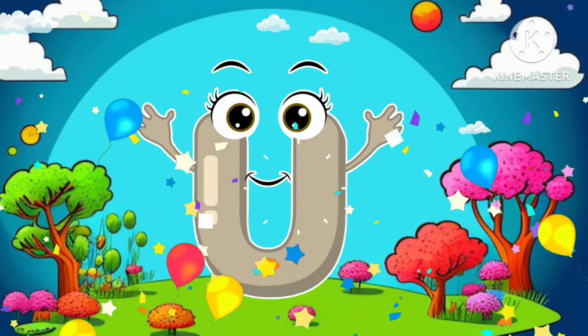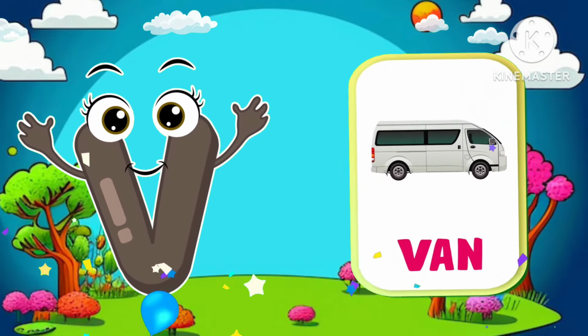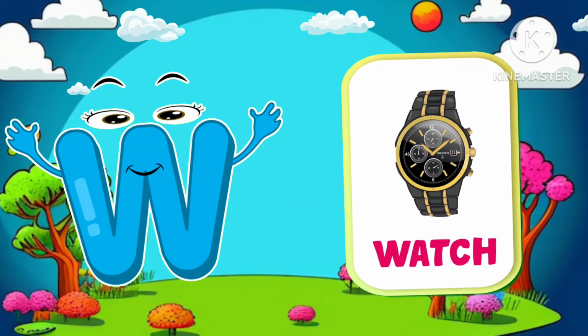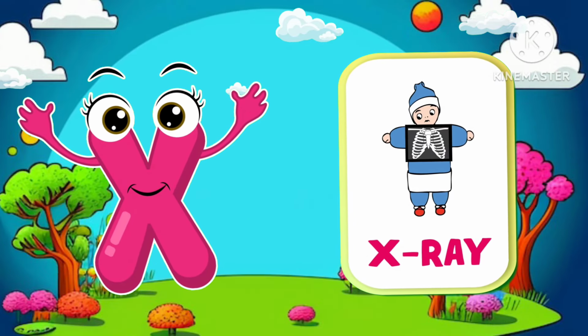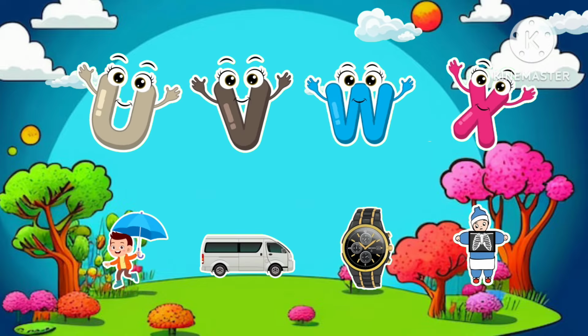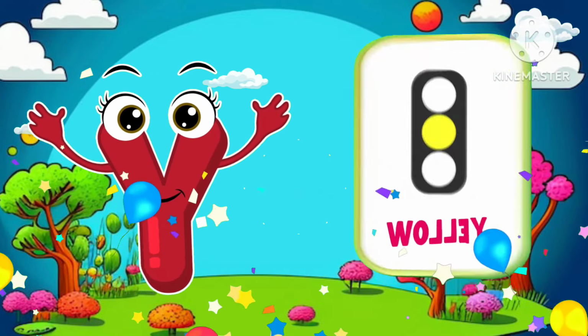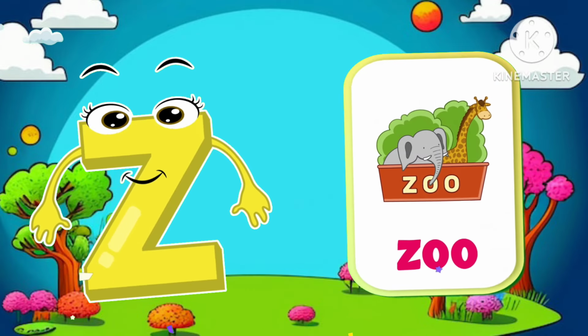U is for umbrella, umbrella. V is for van, van. W is for watch, watch. X is for x-ray, x-ray. Y is for yellow, yellow. Z is for zoo, zoo.